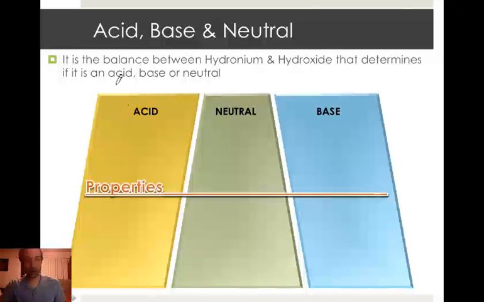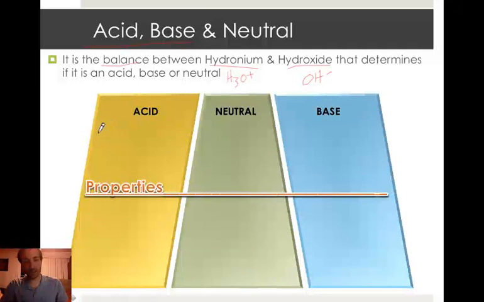So last thing I want to talk about in these notes is, first of all, what makes something really acidic, or what makes something basic, or even neutral. And then we'll finally finish up with some properties, just so we can tell the difference between them. So it turns out the real thing that you use to determine whether something is an acid or a base is the balance between hydronium and hydroxide. So again, hydronium is H3O+, hydroxide is OH-.